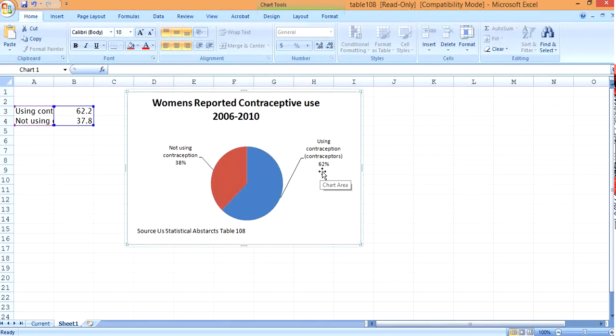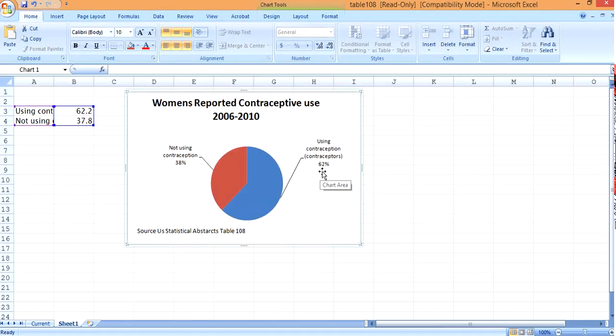Now, this is all women, it's not teenagers, and it doesn't give us this information over time, but it does suggest that more women are using contraception than not. And that might be one reason why teenage birth rates are going down. If more women are using contraception than not, that could help to decrease the birth rate for teens.